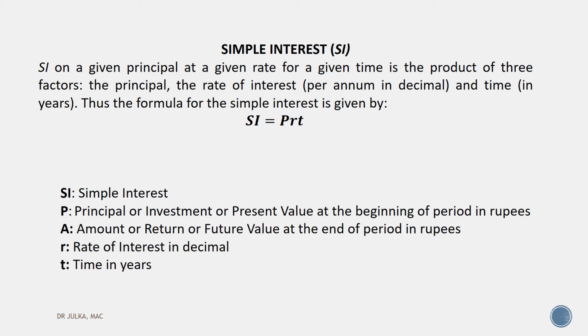So the formula for simple interest is P into R into T. Amount equals principal plus simple interest. And we know that simple interest is P into R into T. Therefore, amount equals principal plus PRT. If we take P common, amount equals principal multiplied by 1 plus RT.